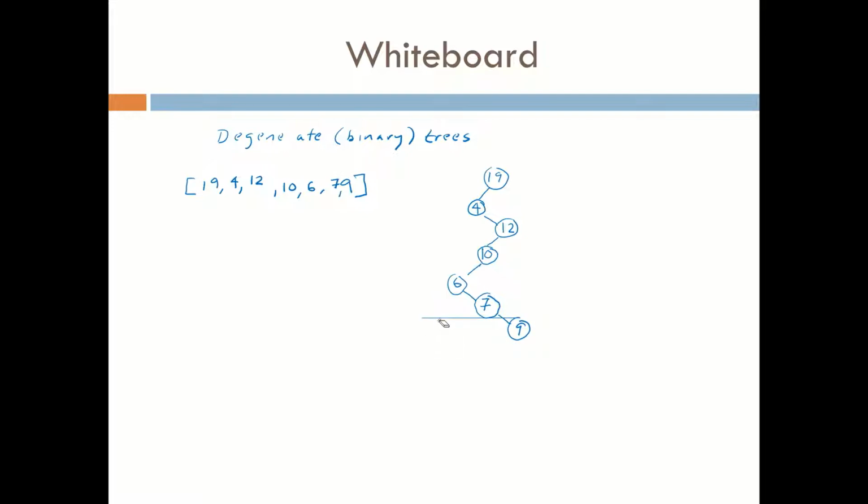Well, if we take a look at this, this is largely a linked list on its side, right? This is a linear data structure that really is no different than this: 19, 4, 12, 10, 6, 7, and 9.